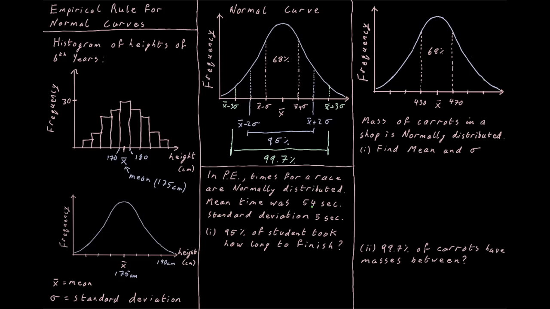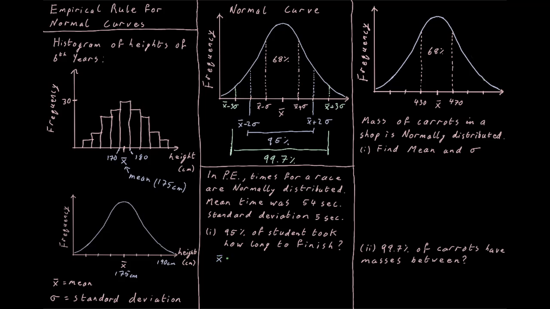So the mean time, when we got all of their race times and got the average of them, the mean time was 54 seconds, and the standard deviation of our data set when we calculated it was 5 seconds. So 95% of the students took how long to finish the race? Well, 95% is from our empirical rule. That would be between 2 standard deviations away from the mean. So we are interested in how long 95% of the students took to finish the race. That would be within 2 standard deviations.